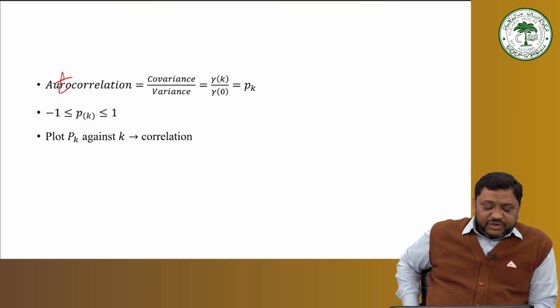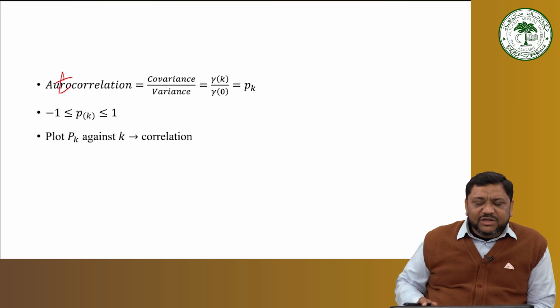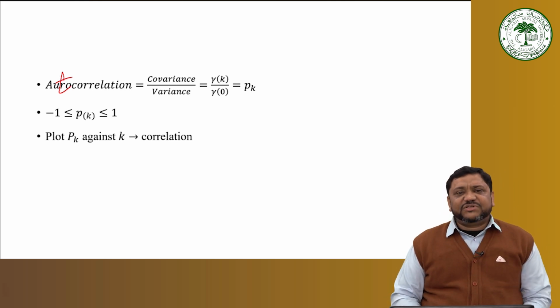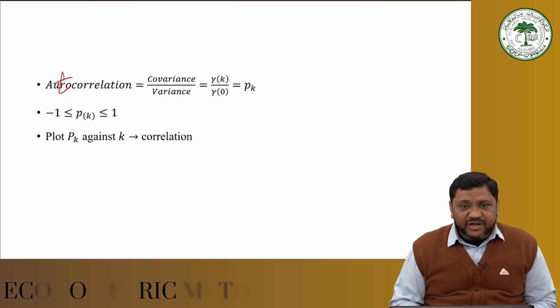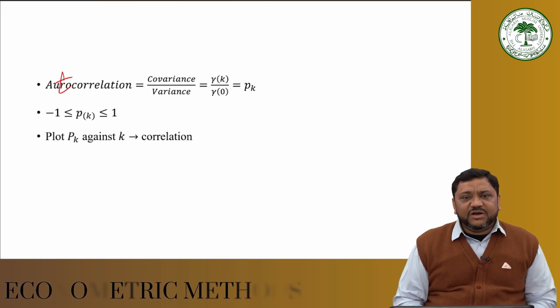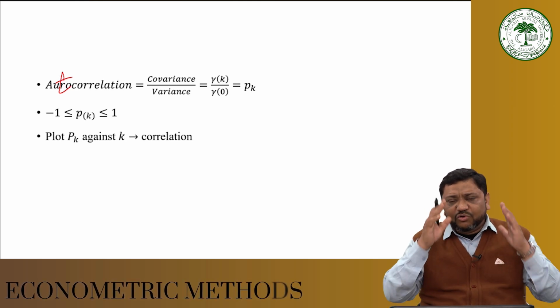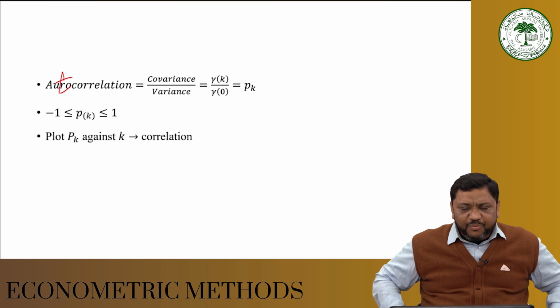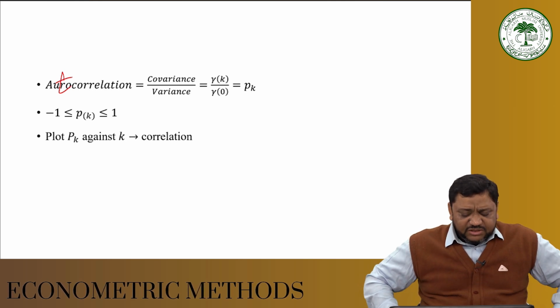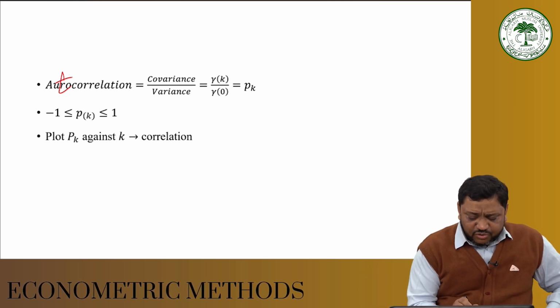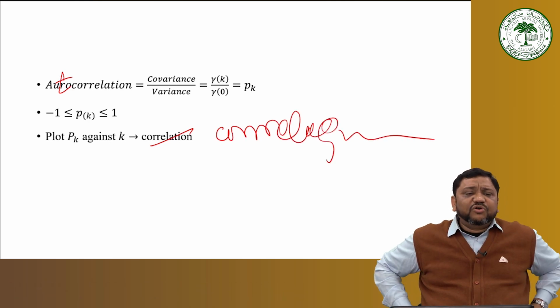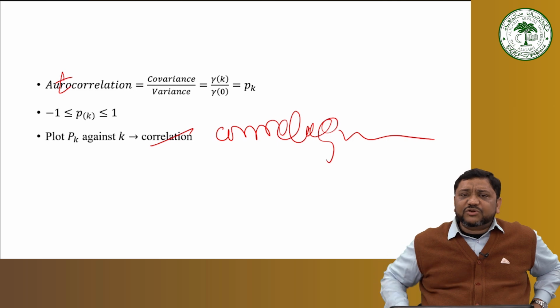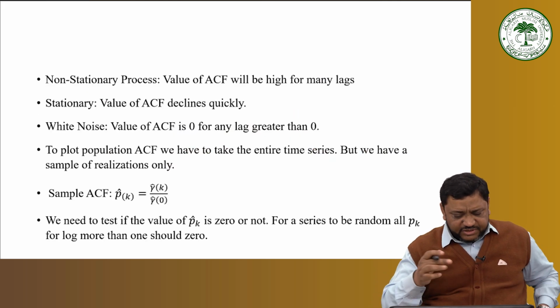So what we do normally, particularly if you see any discussions on stationarity, or even if you go to the realm of ARIMA, autoregressive integrated moving average, you will find correlograms very prominently used. And this is not correlation, this is correlogram. In this correlogram we plot rho k against the lag.